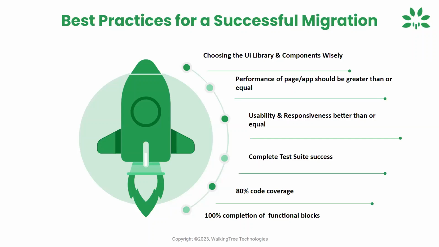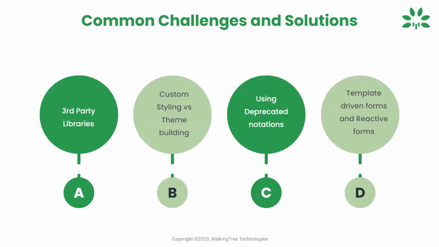And for code coverage, using those ITs, we are going to make sure that 80% code coverage is there, and basically 100% completion of functional blocks. Next are the common challenges and solutions. While using third parties, we need to make sure that the bundle size is small, and that they are securely good.